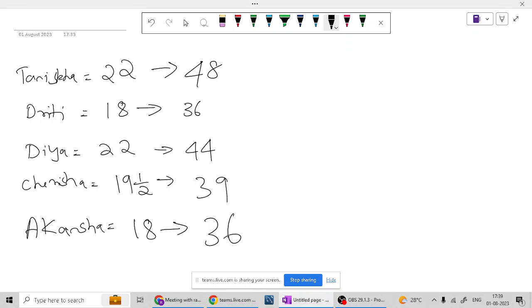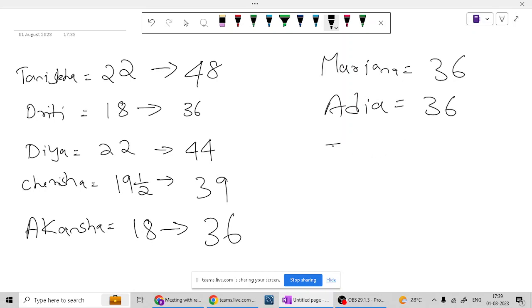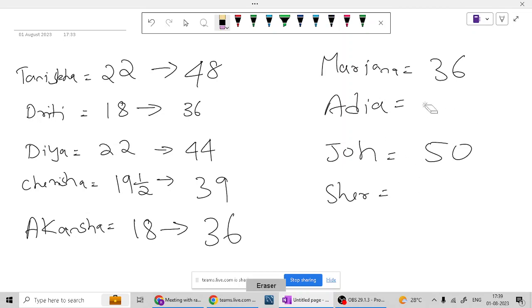Akansha got 36. Mariana, how much did you get? Out of 25, how much, sir? 18. Then who was the other student? Joanna full, and who else? 19, sir. Did you get 19? Okay. 39 and 39. Sherlin 50. Who else?